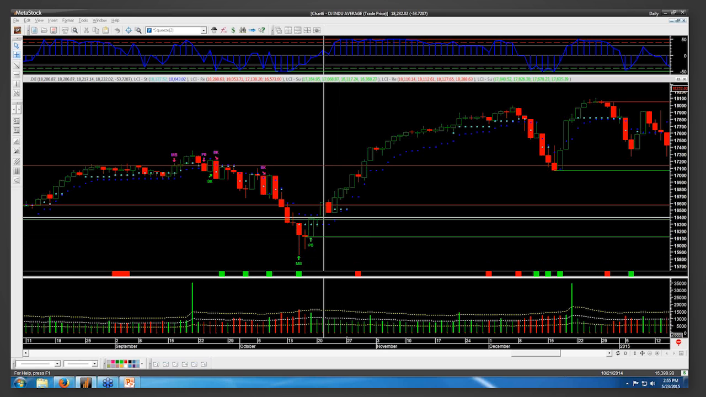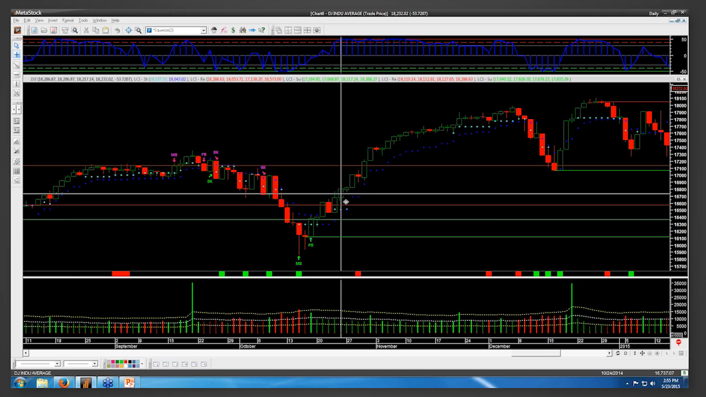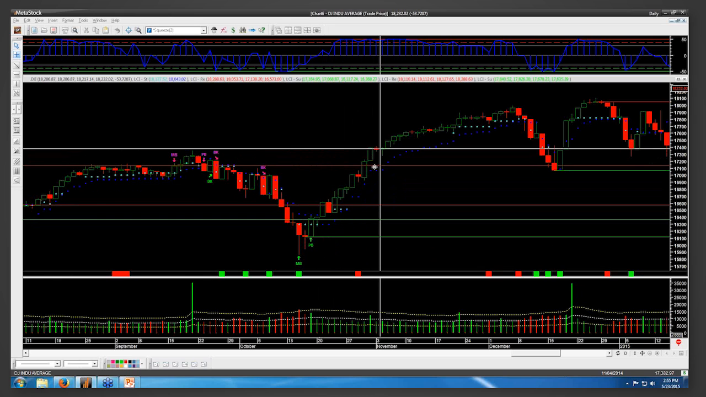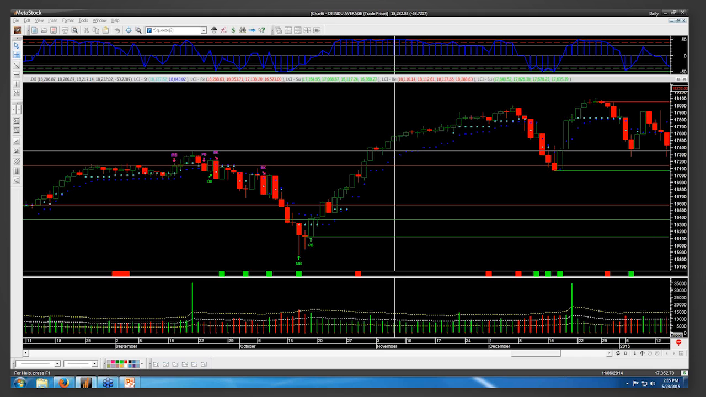So what the stop does is it analyzes and it says, okay, what is market volatility doing? Am I experiencing some good movement, and do I have a higher probability that price is going to come back against me?